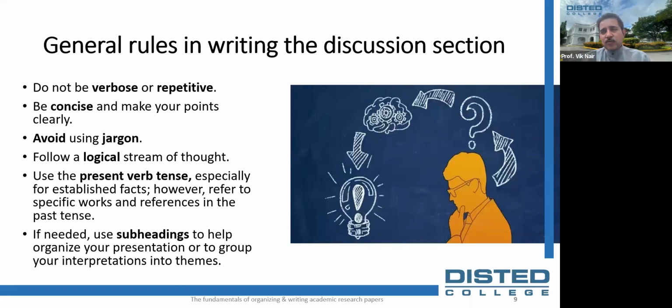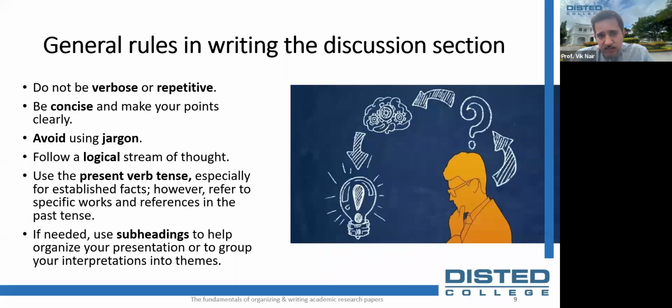So your discussion must follow based on your results. The way the results have been arranged, the discussion will follow this similar logical thought. Use the present tense. This is quite straightforward because the studies have been conducted, so you have to use the present verb tense, especially when you are trying to establish the facts on the result of the study.